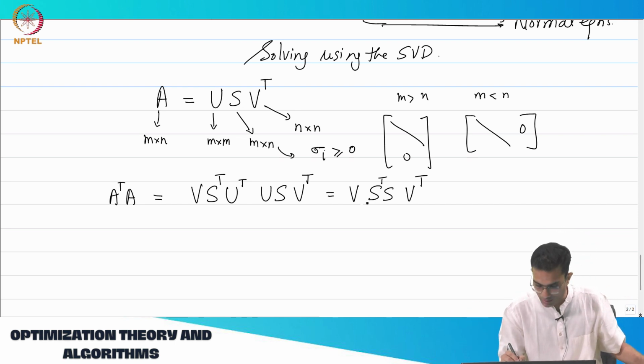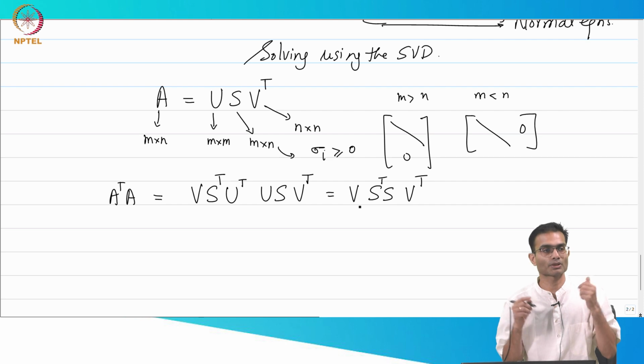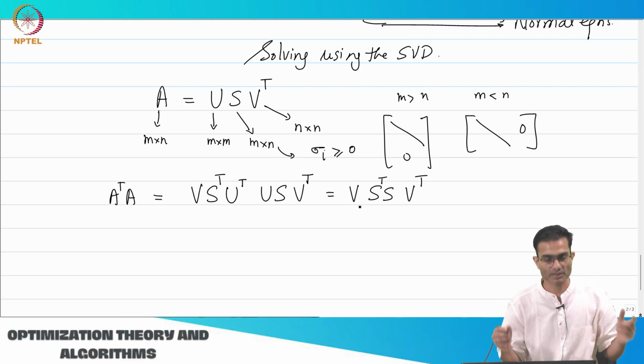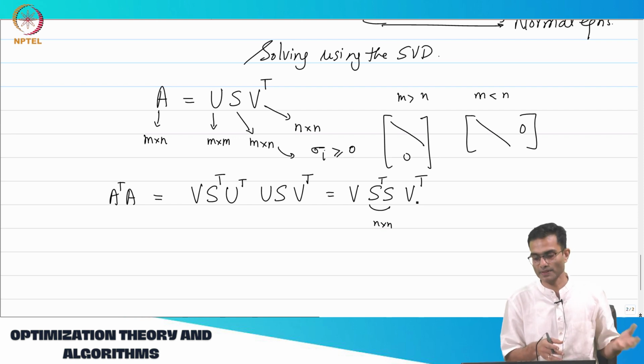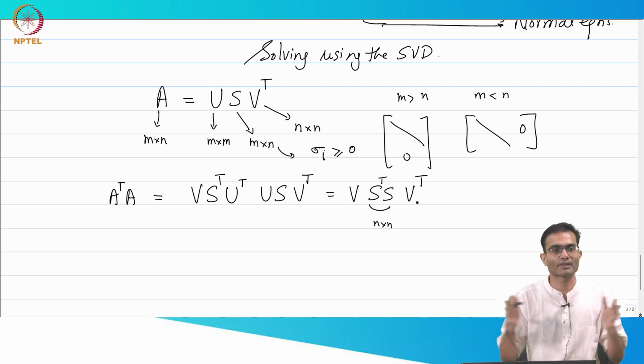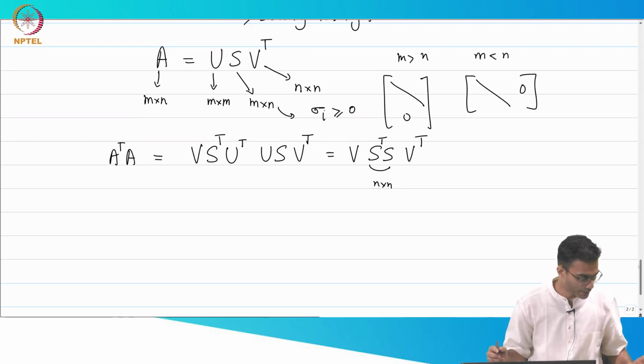So what is the size of S transpose? N cross M. Now S transpose into S is going to be N cross N. Right? So this is N cross N, and that makes sense because V and V transpose anyway are N cross N. So all the sizes are consistent, right? So that's one way of doing what they call an idiot check.